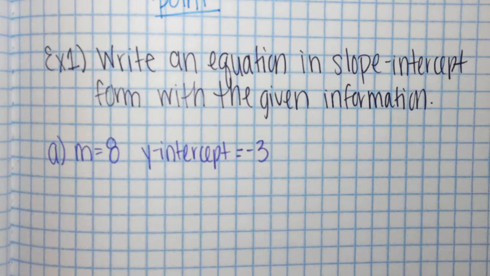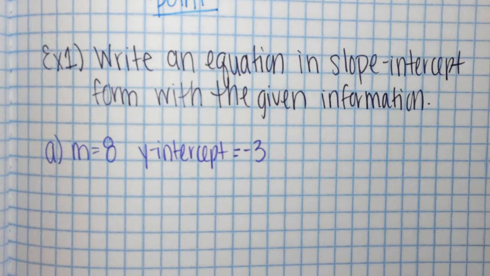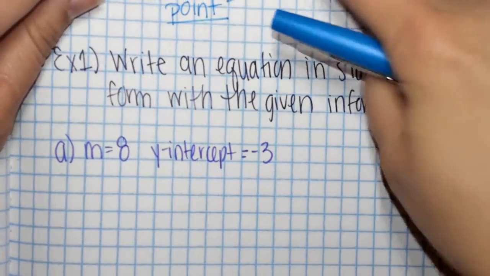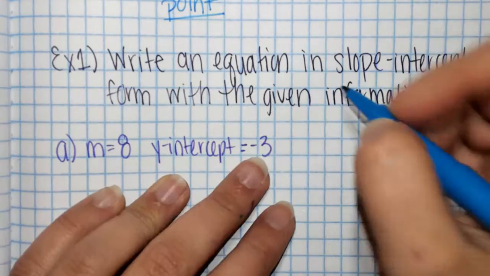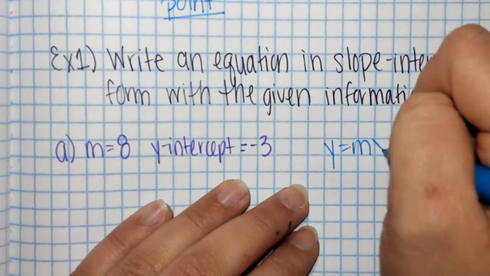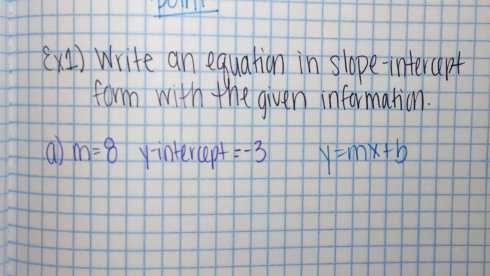Definitely get smart. Alright, so who can tell me what it says to write an equation in slope-intercept form? So what is slope-intercept form? I can't understand you, Bronson. Y equals mx plus b. Alright, so we are writing it in y equals mx plus b.